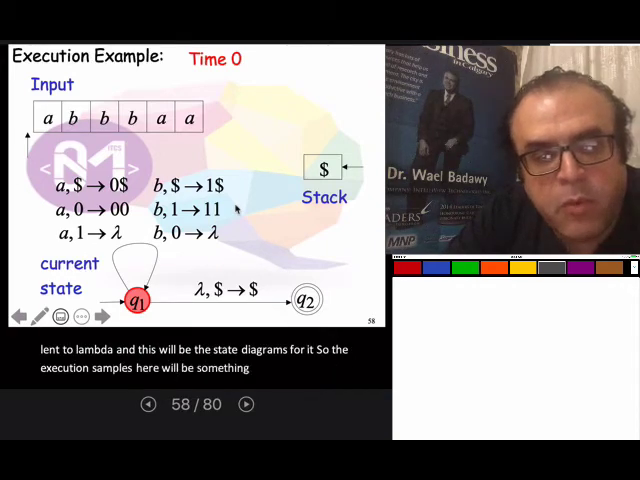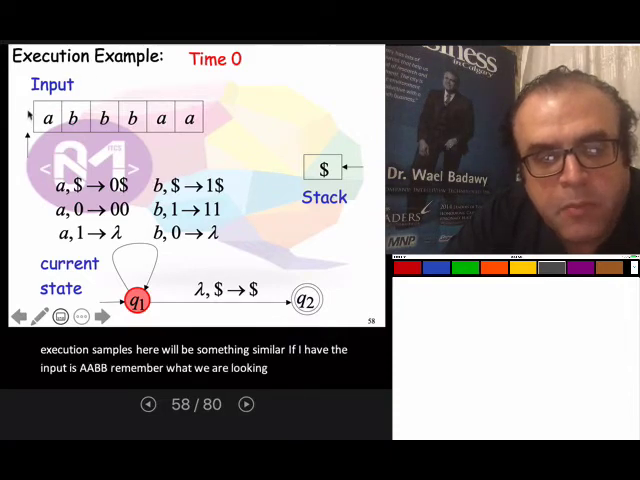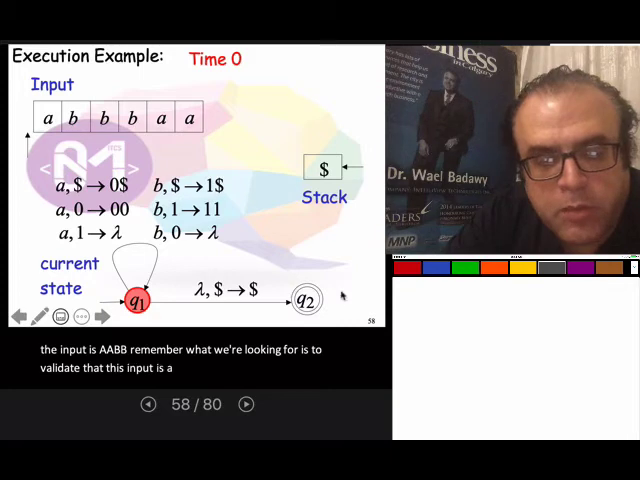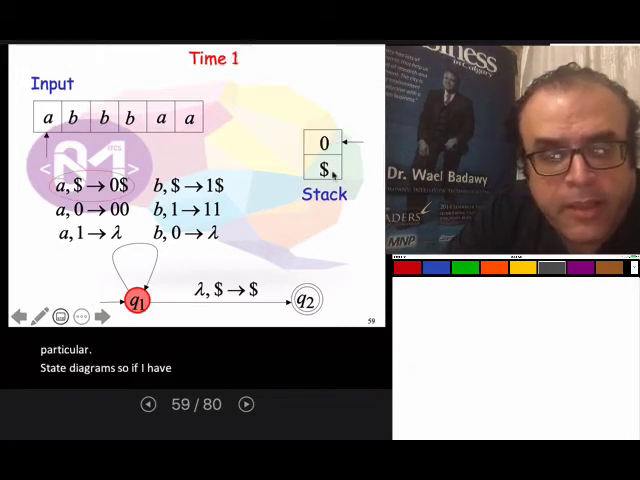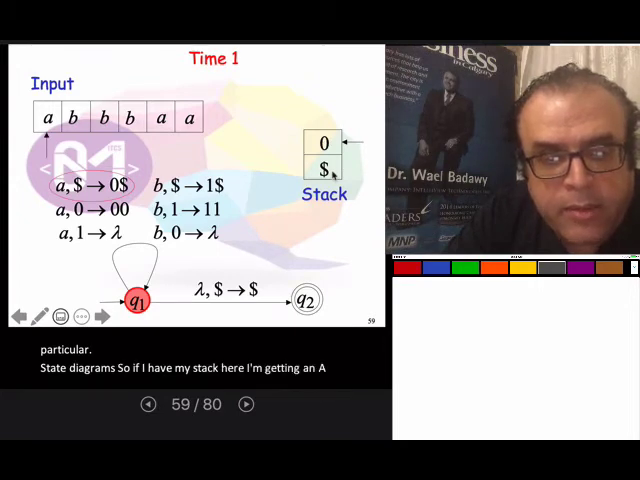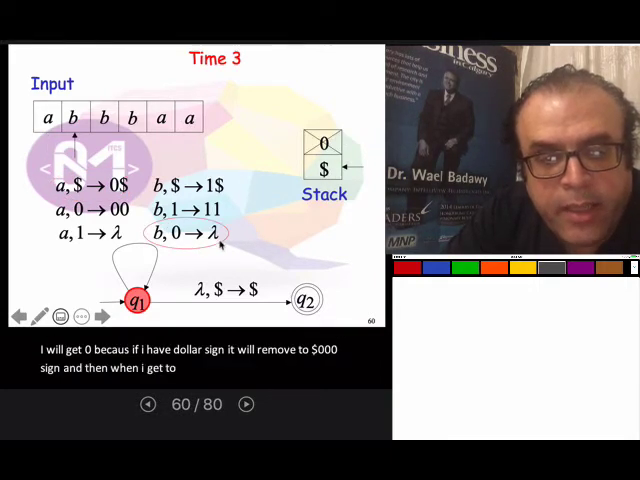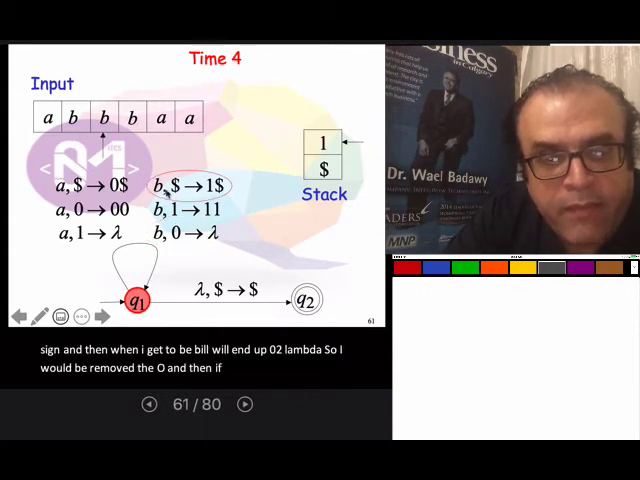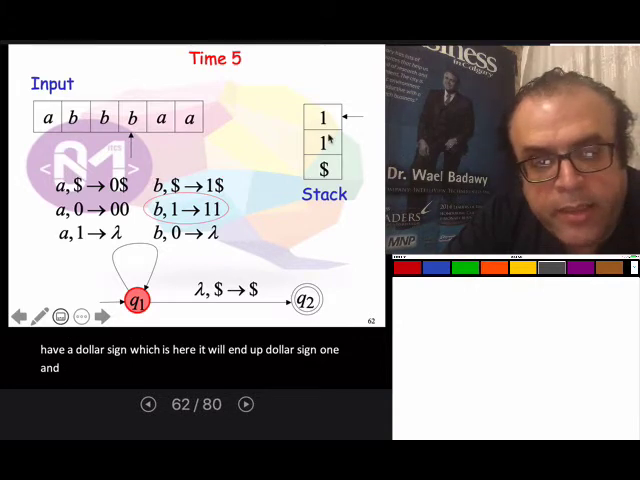So if the input is A, B, B, B, A, remember what we are looking for is to validate that this input is a valid string of the language which works with this particular state diagram. If I have my stack here and I get an A, I will get 0, because if I have the $ sign, it will end up as $ with 0. And then when I get a B, B will end up 0 to lambda, so I will remove the 0. And then if I have another B and I have the $ sign, which is here, it will end up $1, and then B can end up removing 1 and adding 11.